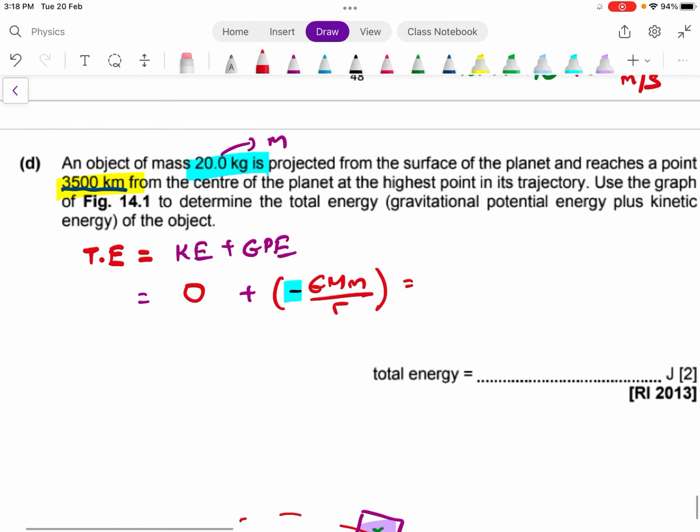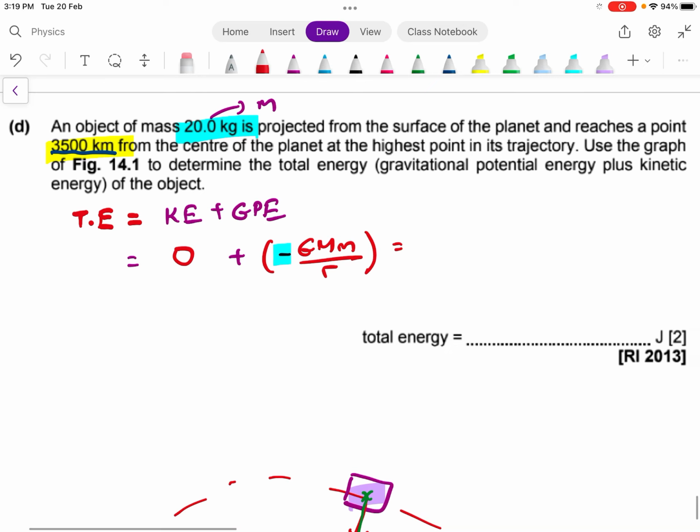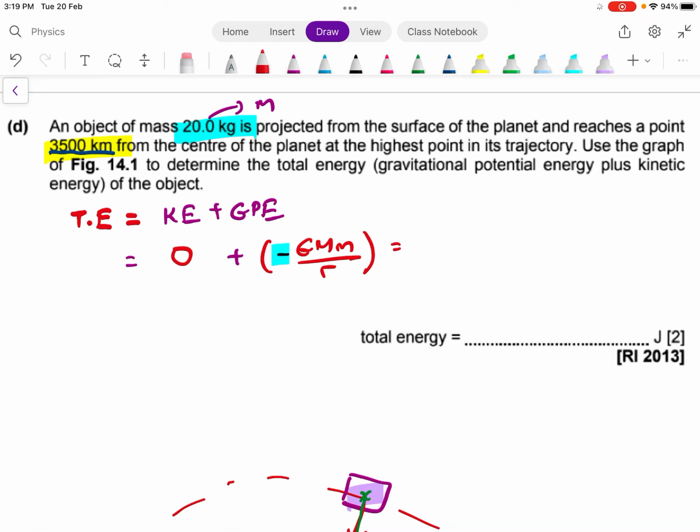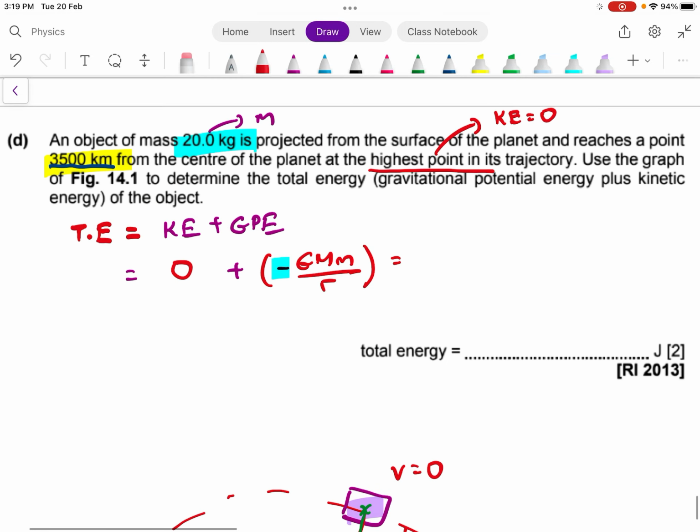Okay, with this, I'll move on to the very last part. The very last part is a bit tricky. An object of mass 20 kg is projected from the surface and reaches a point 3,500 km from the center of the planet at the highest point of the trajectory. So it means that when you shoot it to the highest point, the thing shouldn't have any kinetic energy. This is not the satellite revolving around the planet. This is just like, maybe you shoot an object to the highest point. When you reach the highest point, there shouldn't be any speed. Of course, eventually you will go down. So that is the tricky part.